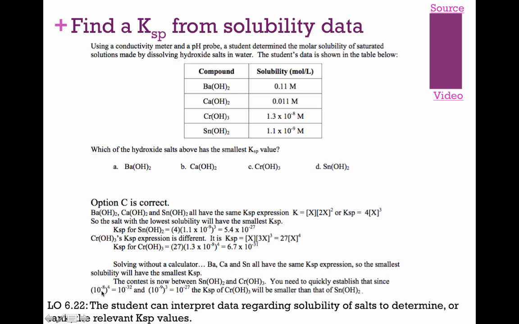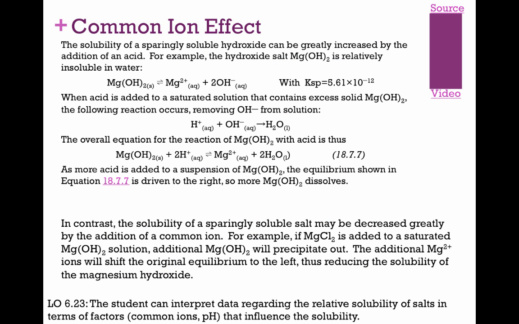Because if you have 10 to the negative 8th to the 4th power, you multiply them, that's to the negative 32. This would be to the negative 27, and negative 32 is less. Common ion effect, so just a couple more.